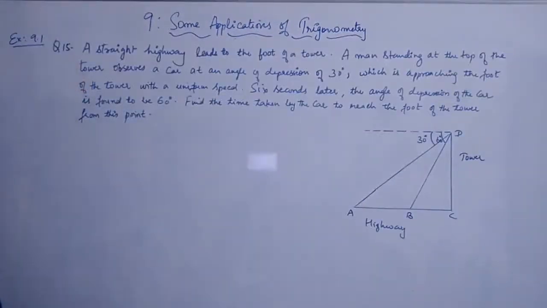Question number 15 is: a straight highway leads to the foot of a tower. A man standing at the top of the tower observes a car at an angle of depression of 30 degree, which is approaching the foot of the tower with a uniform speed. 6 seconds later, the angle of depression of the car is found to be 60 degree. Find the time taken by the car to reach the foot of the tower from this point.